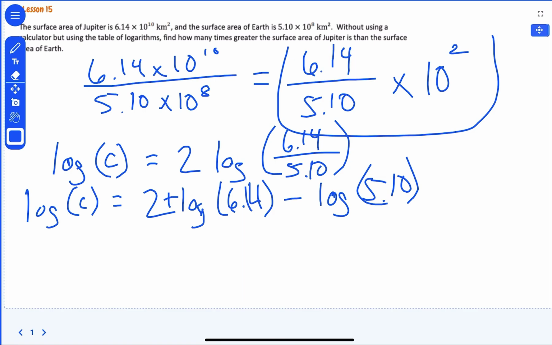Yeah, you need to use the log table. So that's the reason why it says don't use your calculators, because you would have to have a log table that's got all the logs listed. And we don't have that. So I'm just going to tell you what that is. That would be 2 plus 0.7882 minus 0.7076.